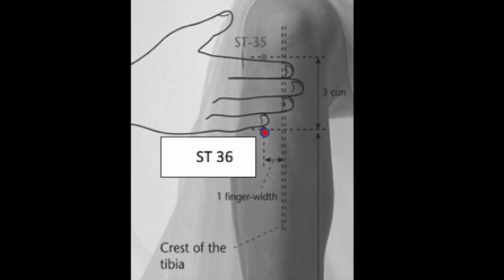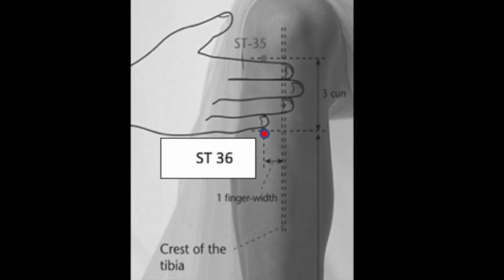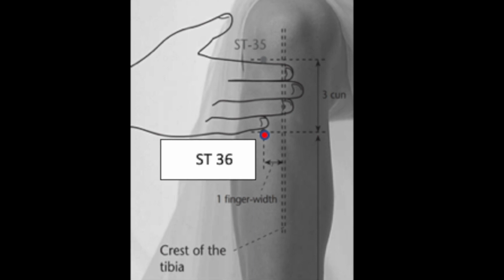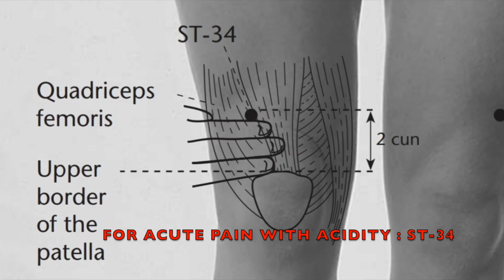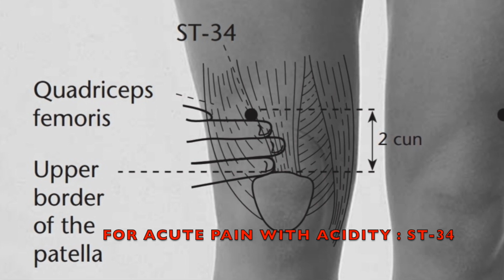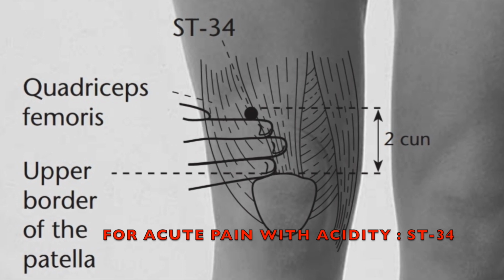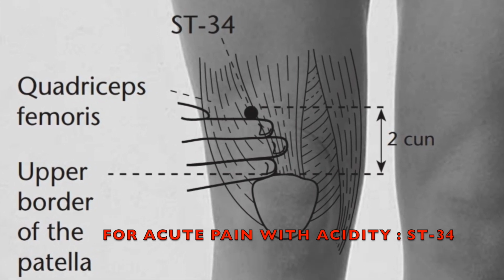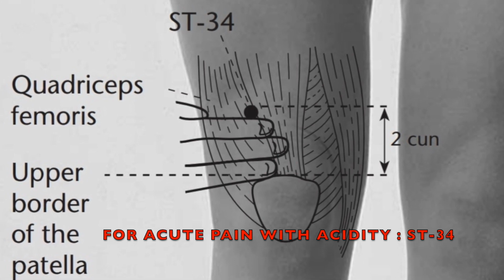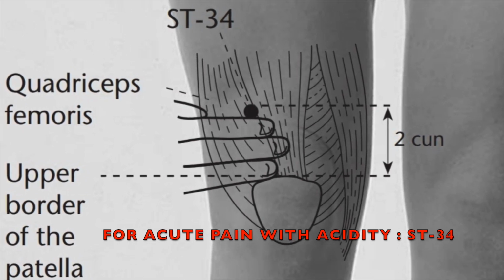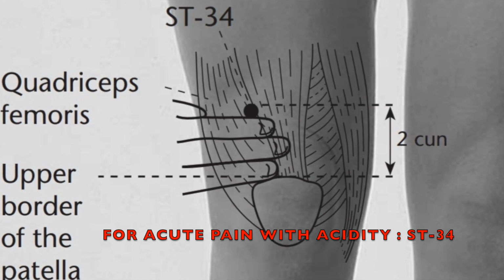Stomach 36, because of its homeostatic effect, should always be used along with CV12. In case the acidity is associated with acute pain, then stomach 34 should also be used. 3 fingers above the lateral end of the upper margin of the patella is stomach 34. Stomach 34 should be stimulated for about 30 seconds at a time at 30 to 60 minute intervals to get some relief.